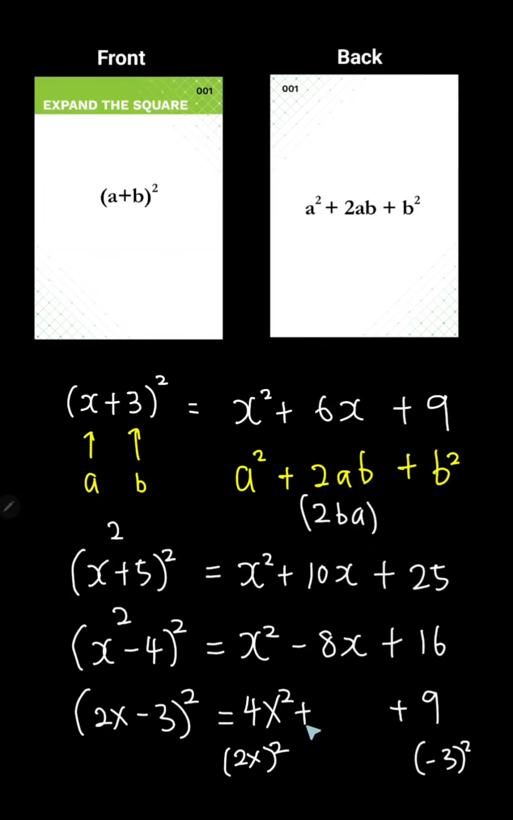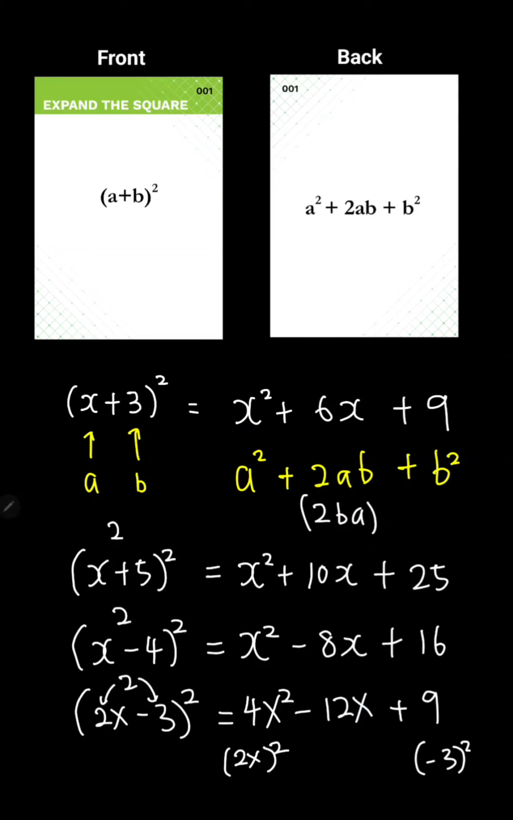Right, then the middle one, you imagine 2 multiply, so you just imagine you have 2. You multiply the 2 first, you get 4. 4, you multiply the negative 3, you get negative 12, isn't it? So I will straight away get negative 12x.